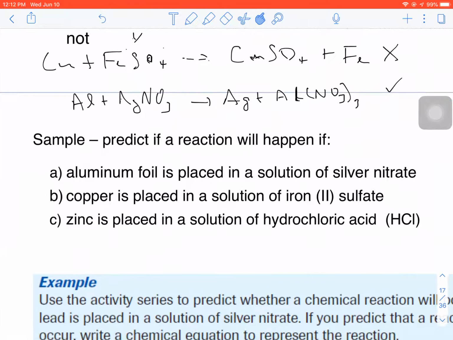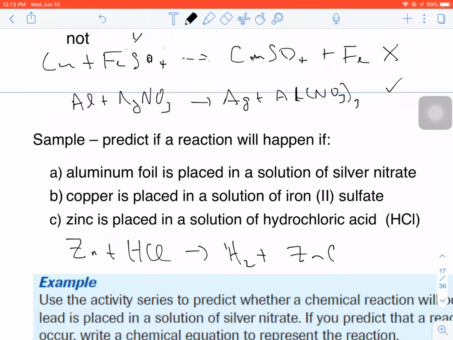If I move down to the last one, if I put a piece of zinc in a solution of hydrochloric acid, or hydrogen chloride, the zinc will kick off the hydrogen, so the hydrogen will become H2, and the zinc will join the chloride, and zinc is a +2, chloride's a -1, so the 1 and the 2 come down, and the question is, which is higher on the list, hydrogen or zinc? So again, back to our list.